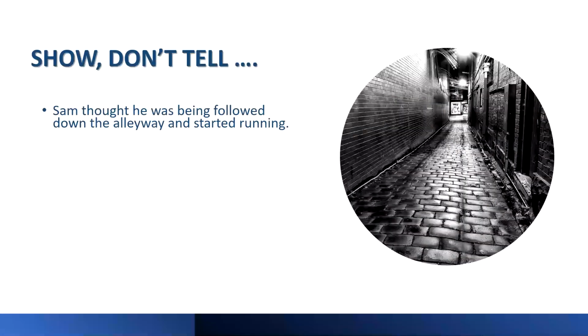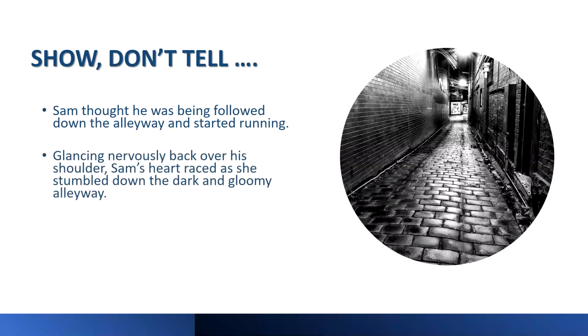Here's our first sentence that's technically accurate, but is telling us, not showing us. Sam thought he was being followed down the alleyway and started running. We're not doing any work again as the reader. We're being told exactly what's happening. It doesn't leave much for our imagination. But this one's much better.